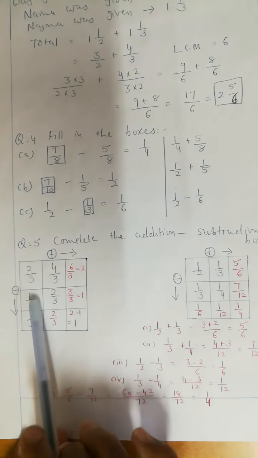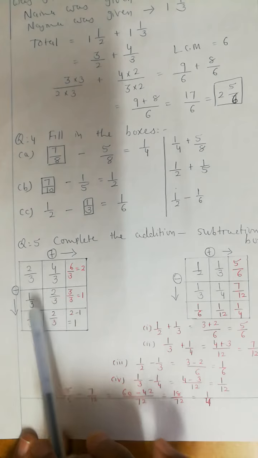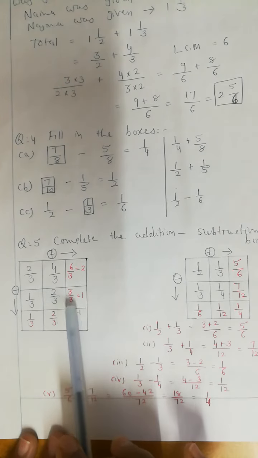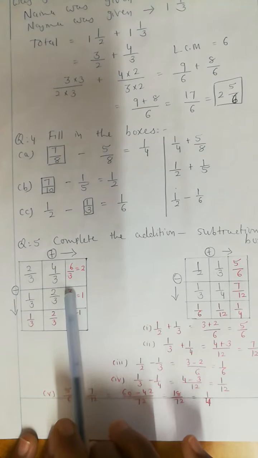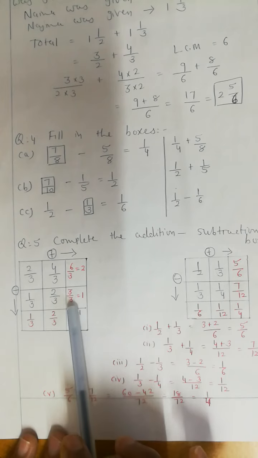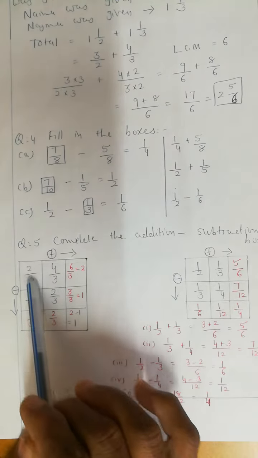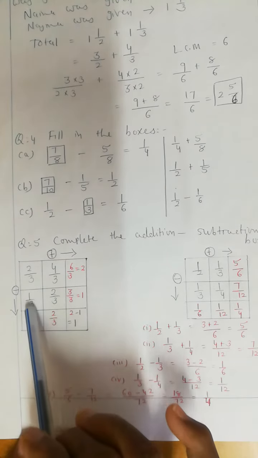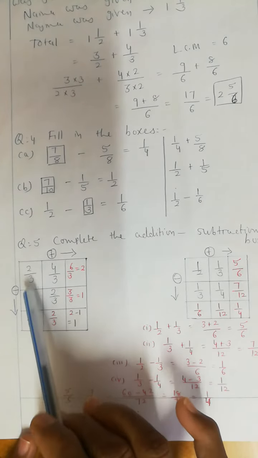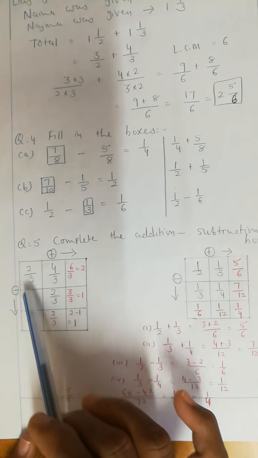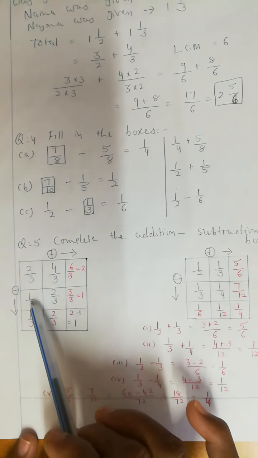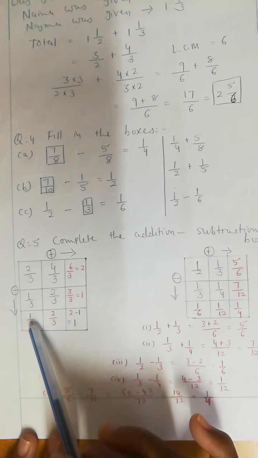Now here 1 upon 3, 2 upon 3. Denominator same 3. 1 plus 2, 3. Your answer is 3 upon 3 means 1. Now you have to subtract vertically. 2 upon 3 minus 1 upon 3. 2 minus 1, 1 and 3 in the denominator. Therefore here your answer is 1 upon 3.